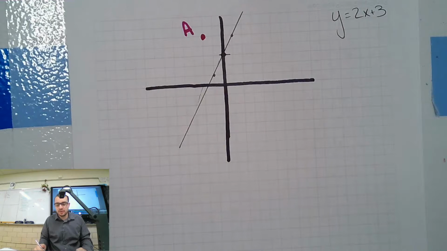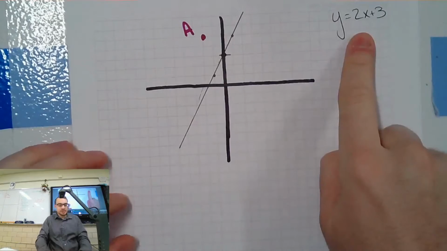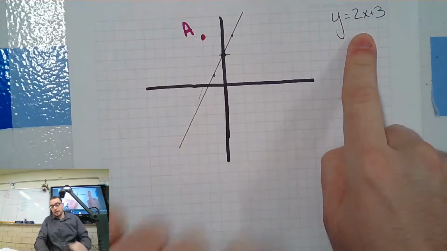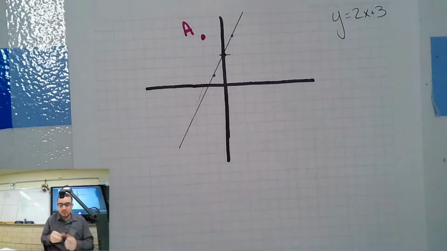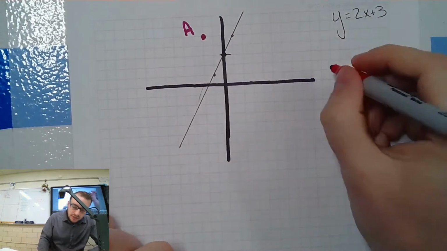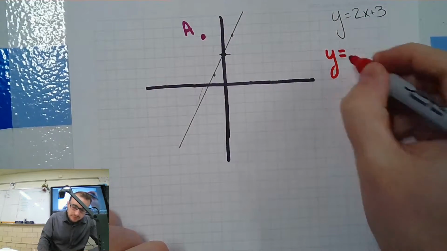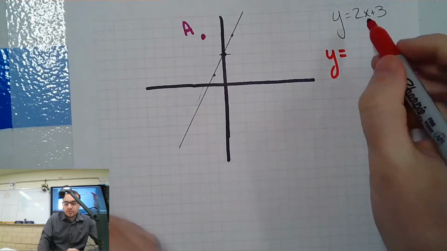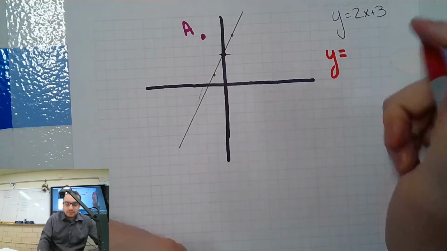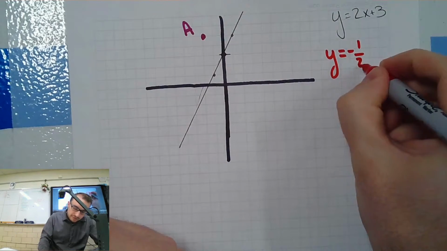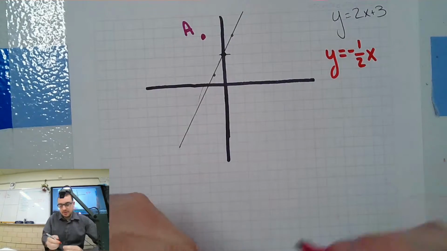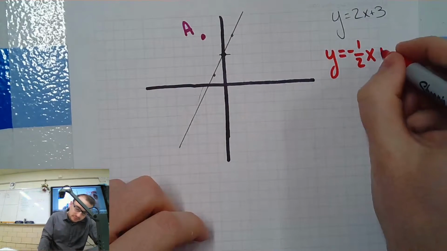All right, so now we're going to reflect this point. So what we need to do is find a line that is perpendicular to this guy and goes through point A. Well, if we want a line that's perpendicular to this, we're going to have a slope of what? What's our slope going to be if we need a perpendicular line? Negative 1/2 x plus b.